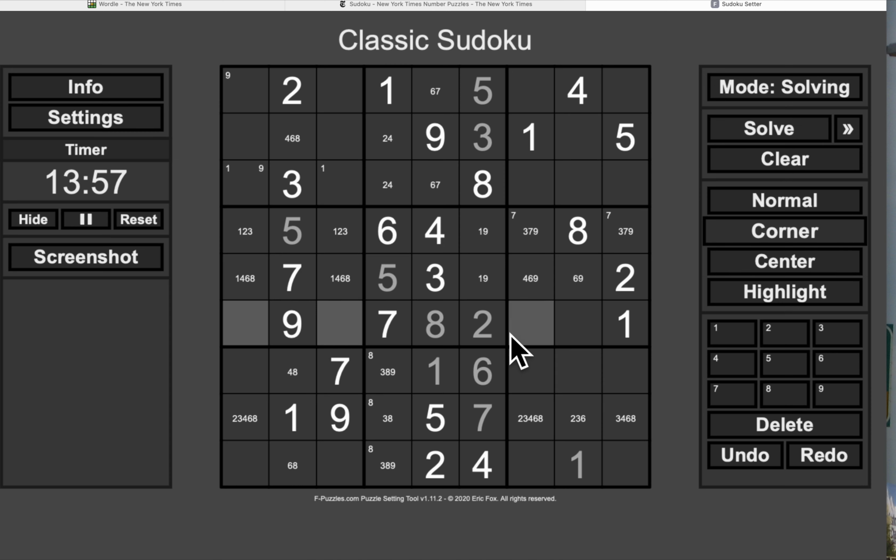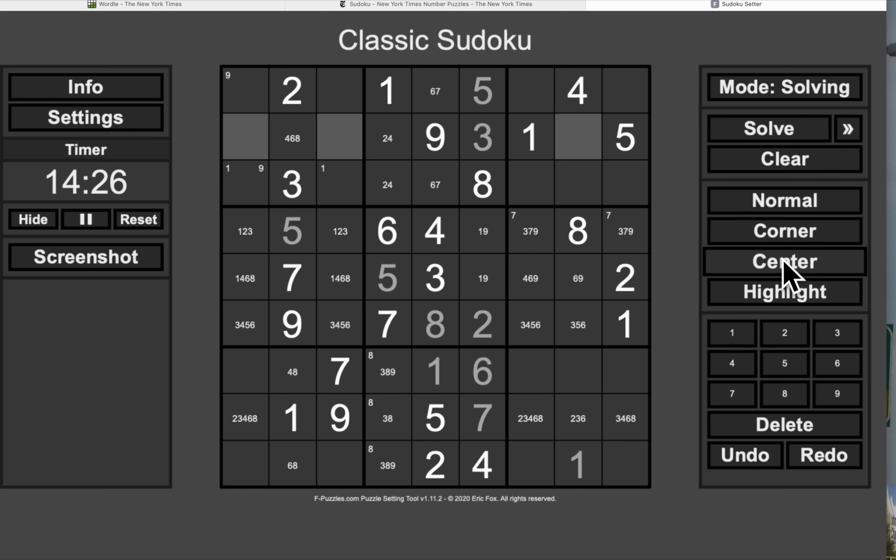Okay, row 6 has nothing else filled in yet. 1, 2, 7, 8, 9 says I need 3, 4, 5, and 6 in these cells. This can still be anything, so can that. Can that. The only thing I can eliminate, that's not 4. Row 2, I have 1, 3, 5, and 9 placed.